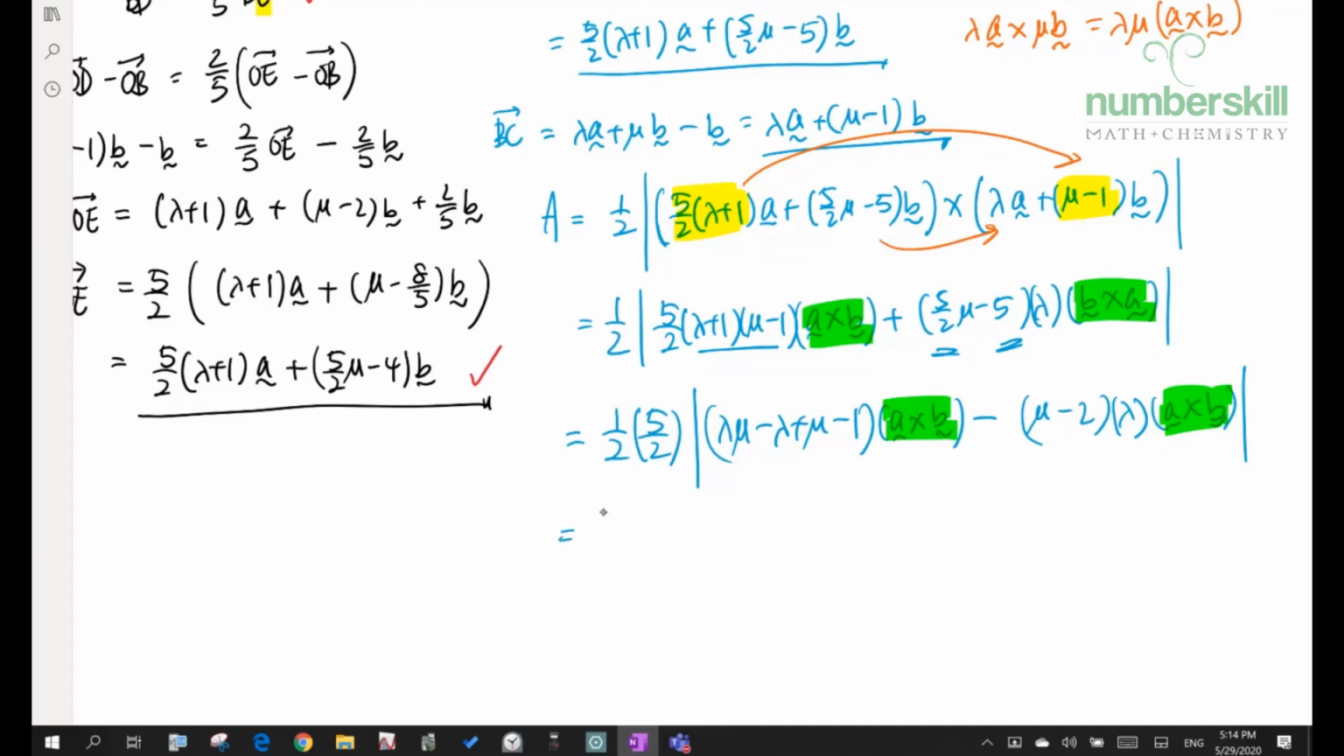You better know. All right, so we're going to have 5/4. All right, and it's going to be lambda mu minus this plus this minus this, and then minus mu plus 2. Why is there plus 2? Looks correct. Anyway, I also don't know. Let me check the answer later. And then we have this.